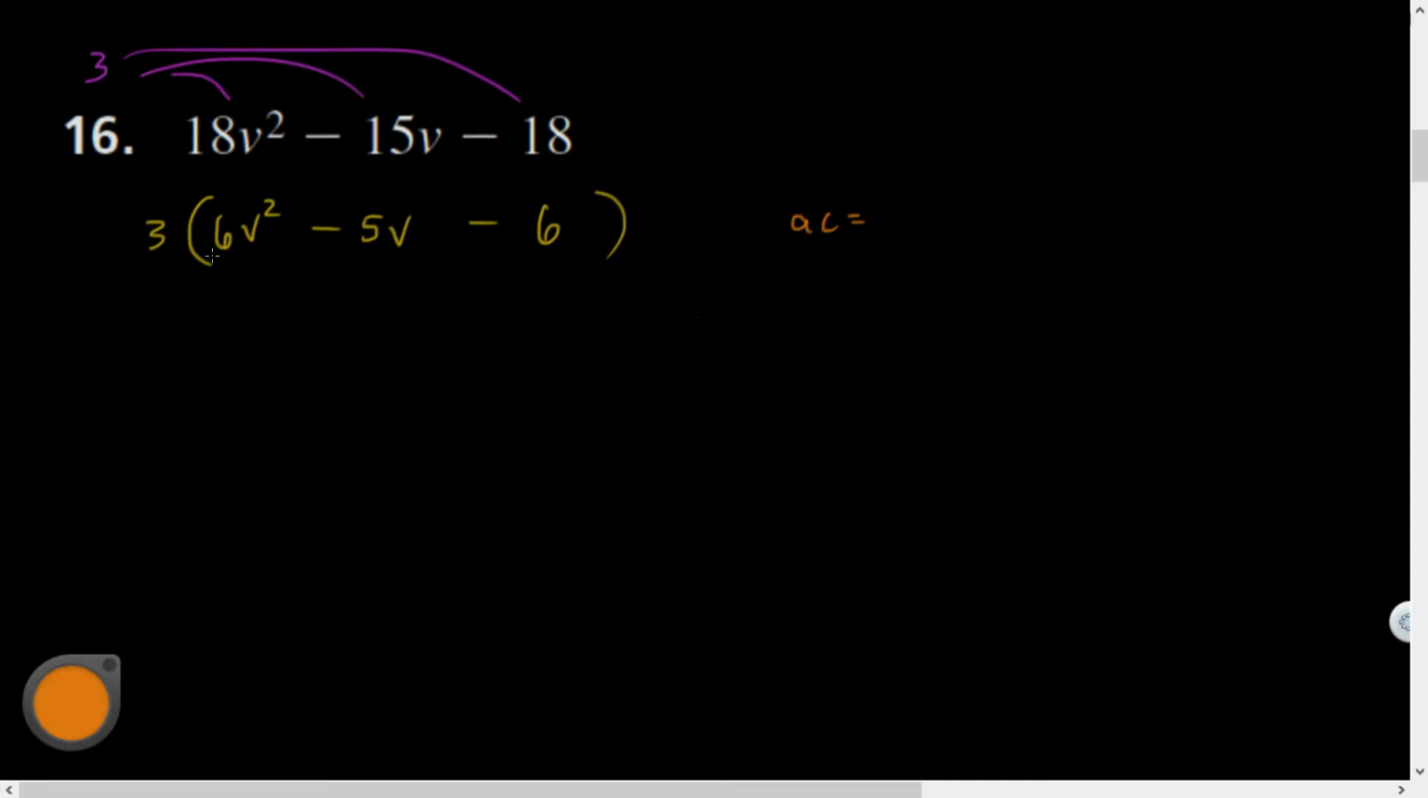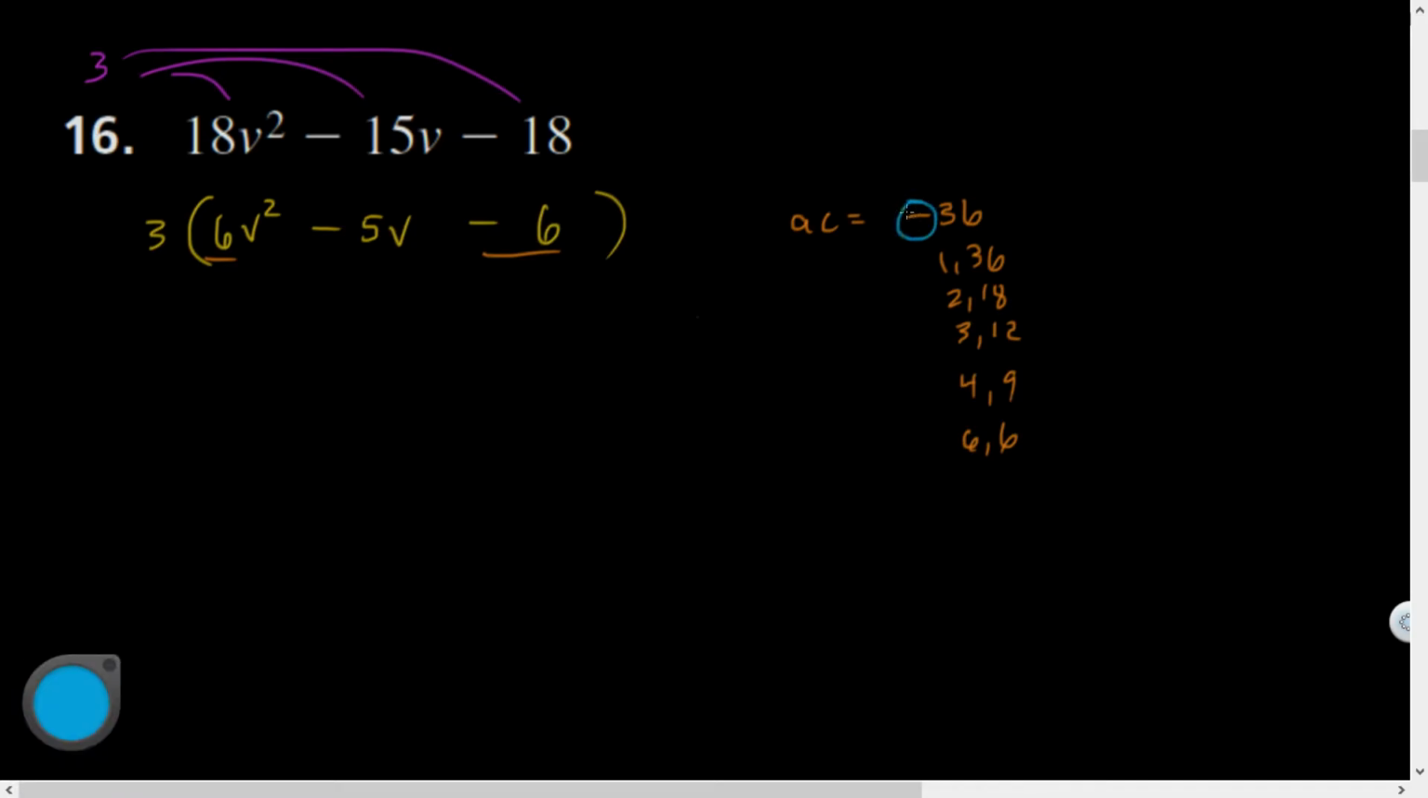So find the factors of AC. So A and C is 6 times negative 6 is negative 36. So I'm going to find the factors of 36, being 1 and 36, 2 and 18, 3 and 12. Had to think about that one. 4 and 9, 6 and 6. Lots of them. In fact, 36 has the most factors of any number up to 36, just so you're aware.